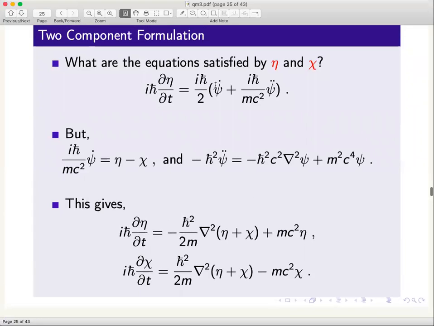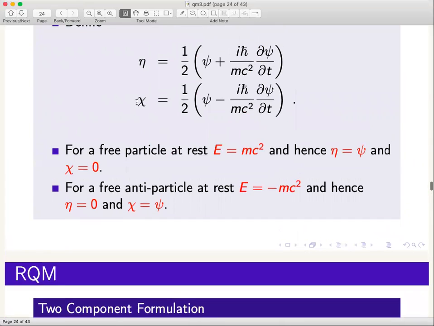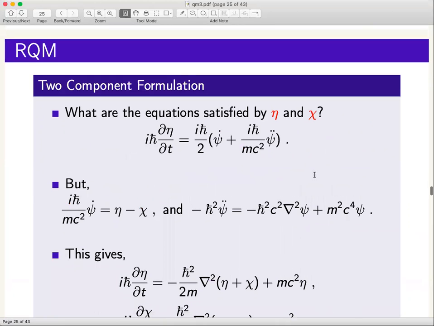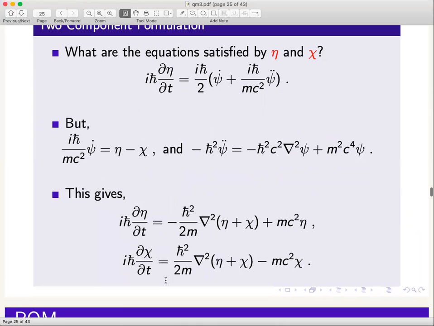And you can do the same stuff, although I have not written it out here. You could just go back and take i h bar del chi by del t and carry out the same computation. You get a del psi by del t here, write that in terms of eta minus chi, and del squared psi by del t squared here, use the Klein-Gordon equation. And if you do that, you get the equation which takes this form. Notice that this is minus h bar squared by 2m, whereas this is plus h bar squared by 2m. And this is a plus mc squared eta term, and this is a minus mc squared eta term.